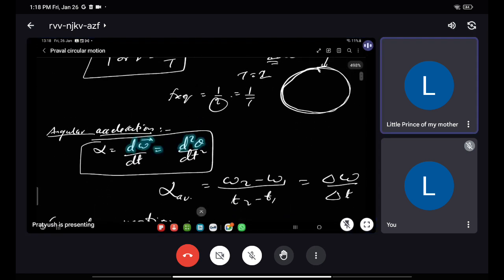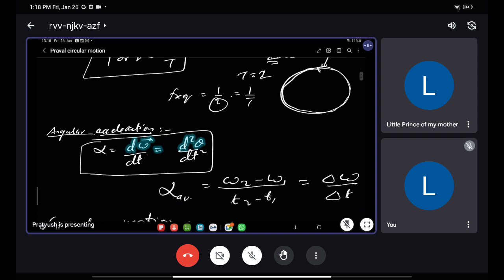Now next is angular acceleration. So what is angular acceleration? Angular acceleration, same as in velocity, we will differentiate the angular displacement twice: d square theta by dt square.